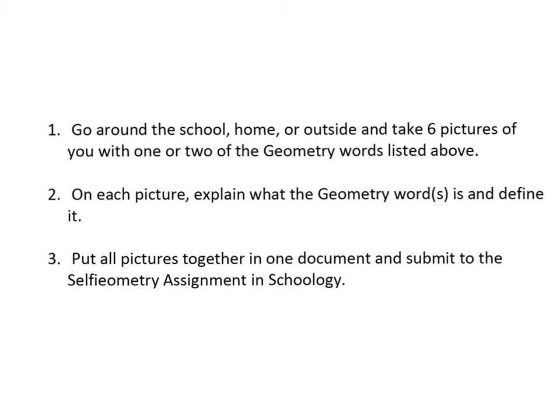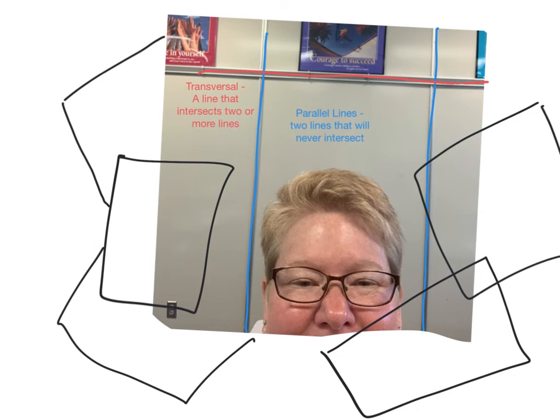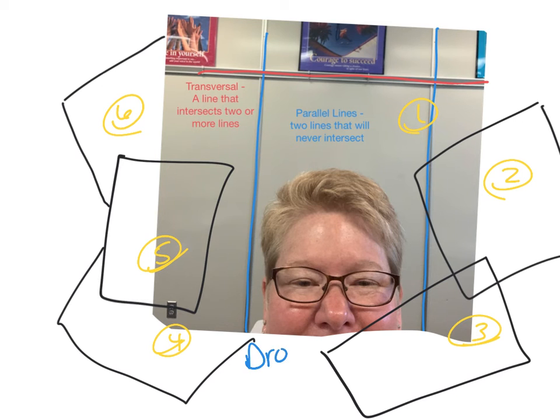Then next, you are going to put all the pictures together in one document and submit it to the Selfieometry assignment in Schoology. So here is my quick little rendition of this. Here's my first picture. Here's 2, here's 3, here's 4, here's 5, here's 6. And each one has either 1 or 2 of the terms on it. So you could have up to 12. And you're going to put them all into one document, and then you're going to submit that to the Dropbox in Schoology, into that assignment.